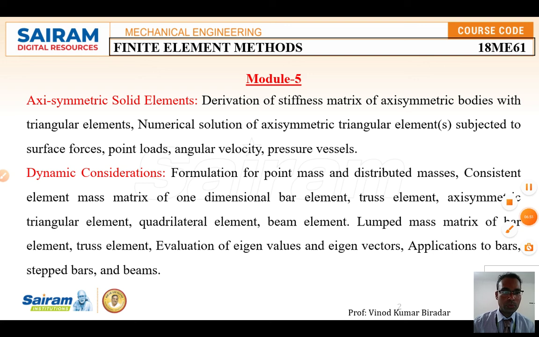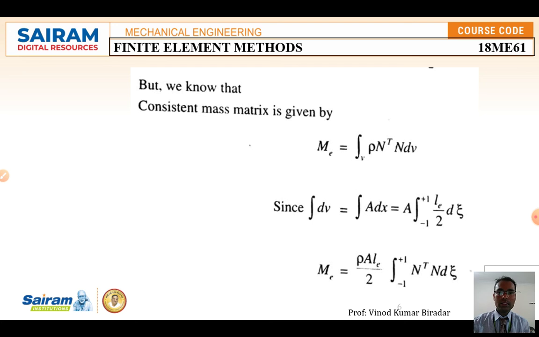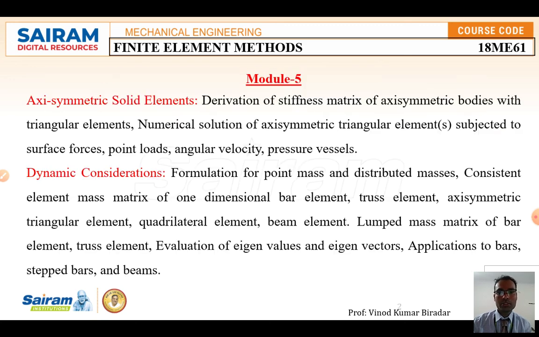I hope you understand that, but you have to remember three equations here. First, n1 and n2 are equal to 1 minus zeta and 1 plus zeta. Second, the consistent mass matrix is equal to the integration over volume of mass density times n transpose n dv. Here dv is nothing but the change in area, so integration from -1 to +1, with length L by 2 d zeta. Wherever dv is there, you have to substitute this equation. This is the concept to remember in this derivation, and the final equation too. I hope you understand this. Thank you.